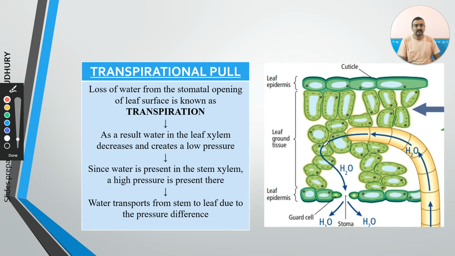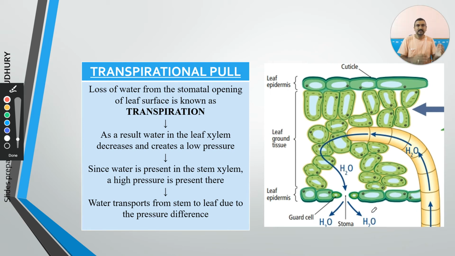When the water from the cells comes out to this area, a low pressure is created in the cell. So the water from the xylem vessels of the leaf starts getting into the cells. Indirectly, water from these xylem vessels in the leaves gets into these cells. From these cells, it gets into this substomatal cavity, from where it goes out through the stomata.